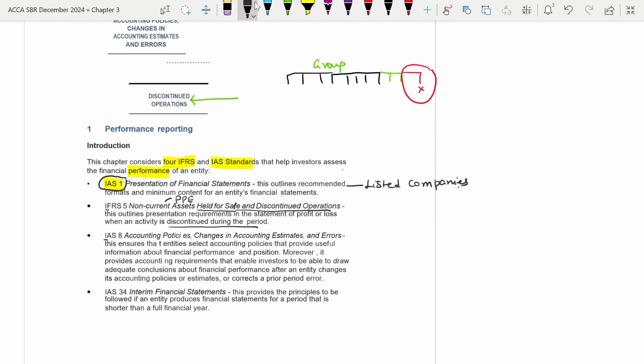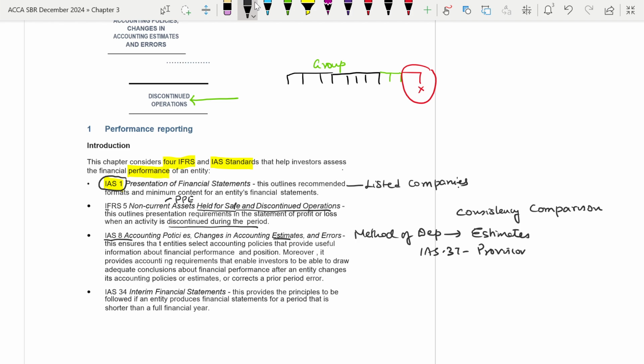We'll do this. We have IAS 8. We talk about accounting policy changes and changes in estimates. You are changing the depreciation rate or the method of depreciation. We will say that from the beginning there should be consistency, and once you have consistency, it will help us to make a comparison. But there is no rigid fixed rule. There is a lot of flexibility. Whenever you are changing the method of depreciation, your estimates will change. In IAS 37 provisions, when you are changing the provisions, it is nothing but estimates changing.